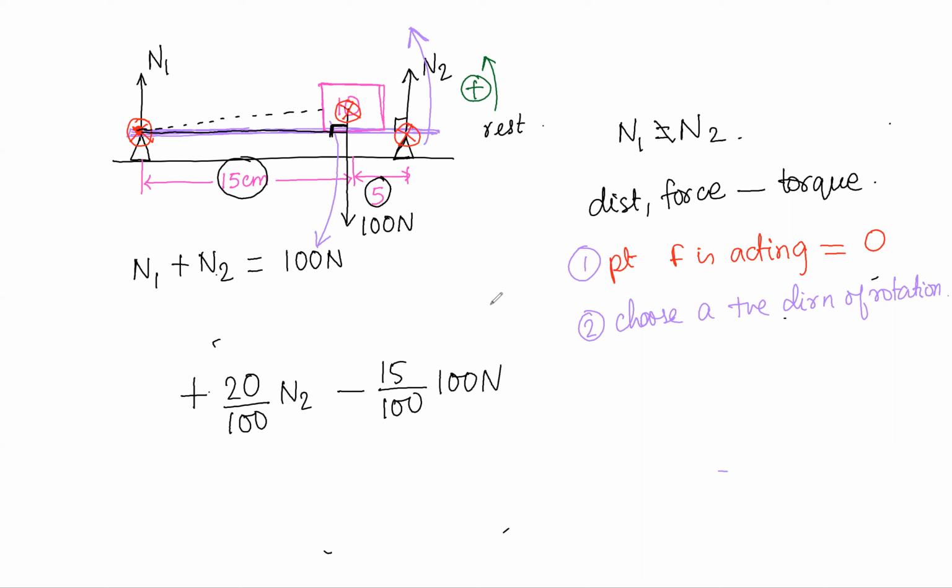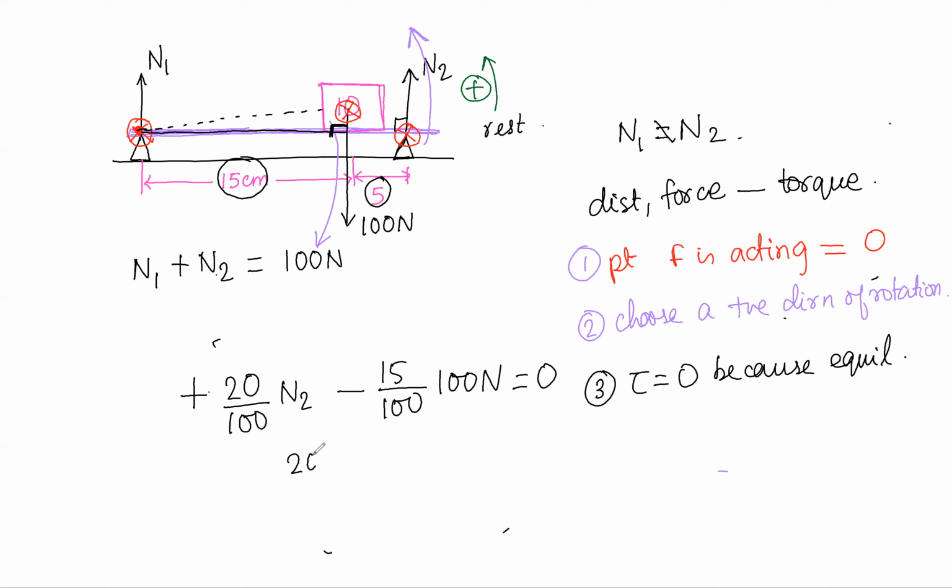So this is my total torque. Because it is not rotating, that's your third point, tau is equal to 0 because the object is in equilibrium. So this gives you an equation. Luckily, in this equation there is one unknown. There could be two unknowns also. But here there is one unknown, so you can directly solve and find the value of N2.